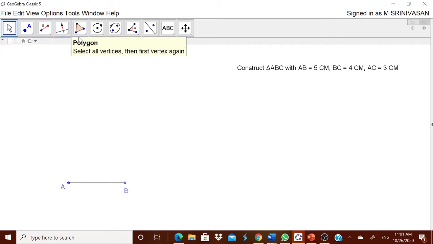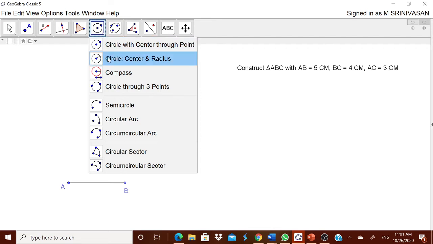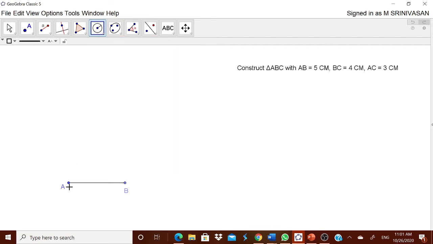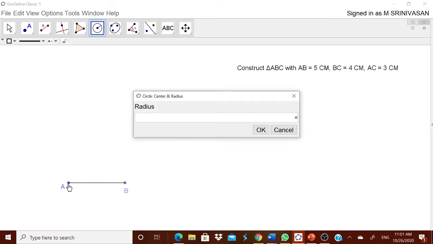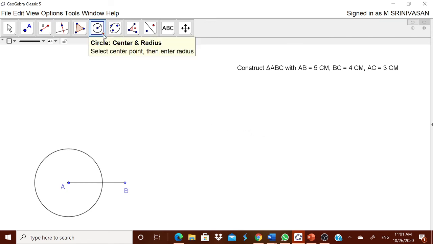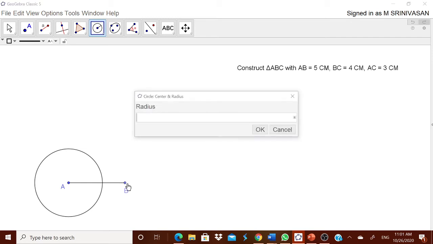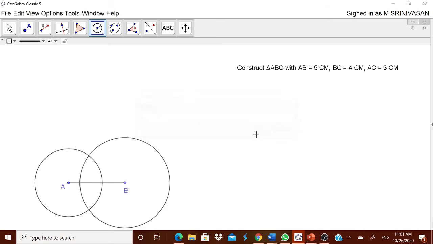Normally we used to draw arcs, but here we will take circles. Circle with center and radius. As AC is equal to 3 cm, I will put it over here. It will ask the radius. I will write 3. Again, I will take the same tool, but it is already selected. BC is 4 cm. I will touch this B. It will ask what you want. You want to draw a circle of radius 4 cm. Both circles touch at points now. Two points it touches actually.